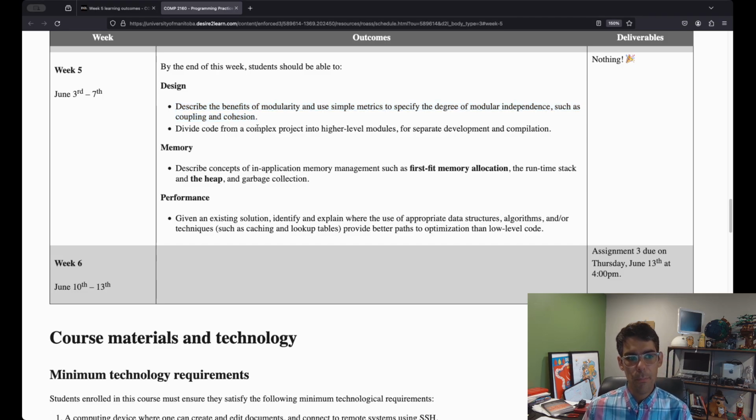Divide code from a complex project into higher level modules for separate compilation and development. We've been actually kind of doing this for quite a while. We really just didn't formally talk about it until this point in the course. So when you were working on, for example, assignment 2, we had already divided our code up into several different pieces where you were required to implement a stack abstract data type. And then you were supposed to recompile all those pieces together again. So divide code from a complex project into higher level modules, we already started to do that.